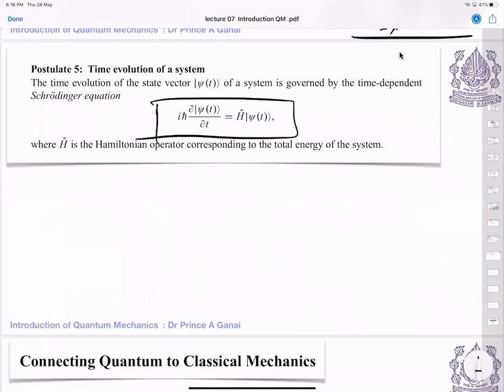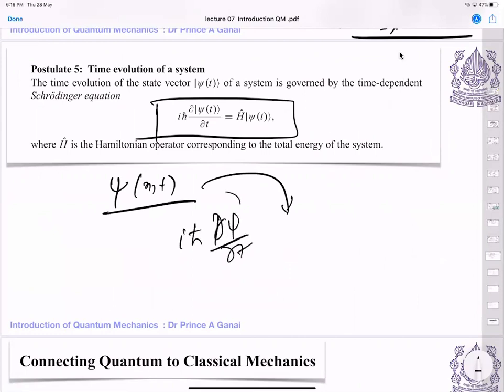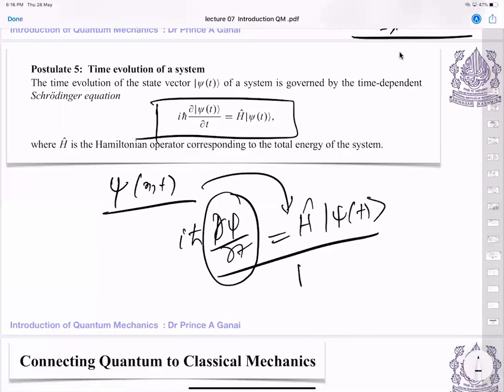The Schrodinger equation itself is a postulate of quantum mechanics. It tells me that if a wave function is given to me now, I can find the wave function later. So it's called the time evolution postulate. This tells you that i h bar del psi by del t tells you how the wave function evolves with time. Tell me what the Hamiltonian operator is, and then I will solve this partial differential equation to tell you what the wave function would be at any later instant of time.